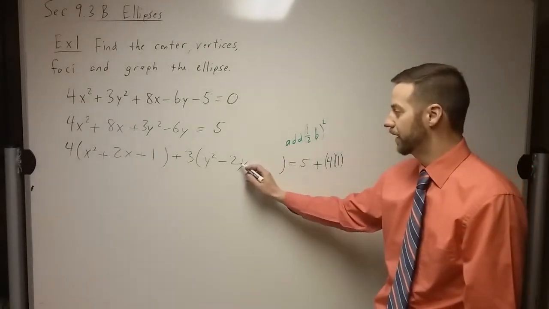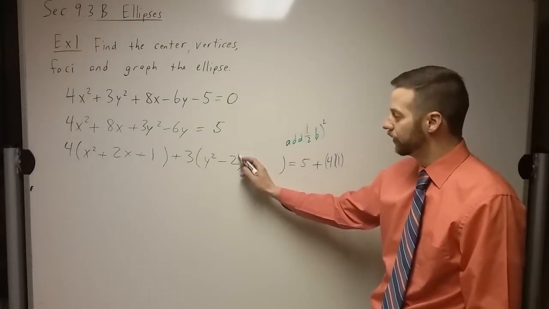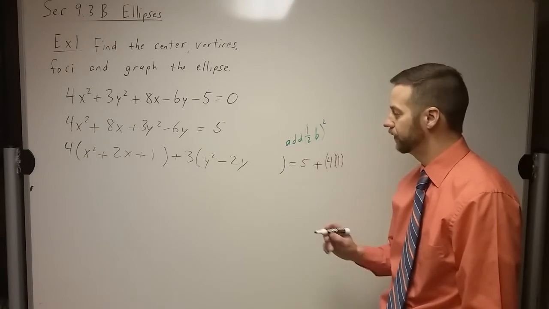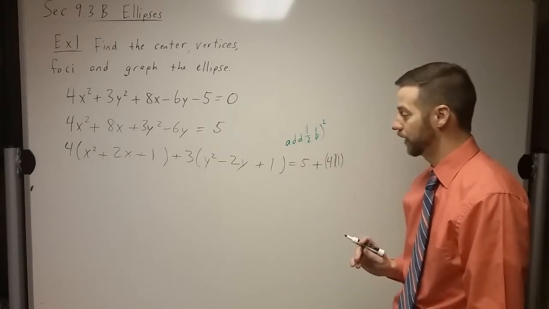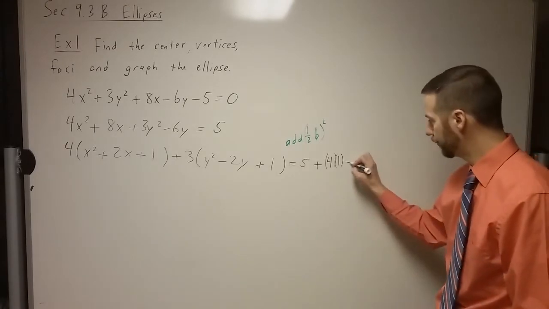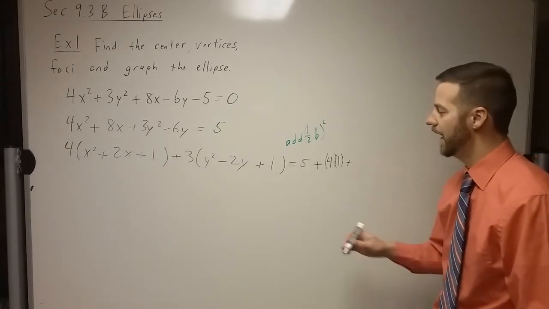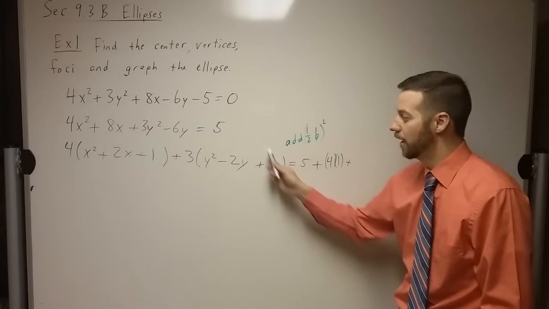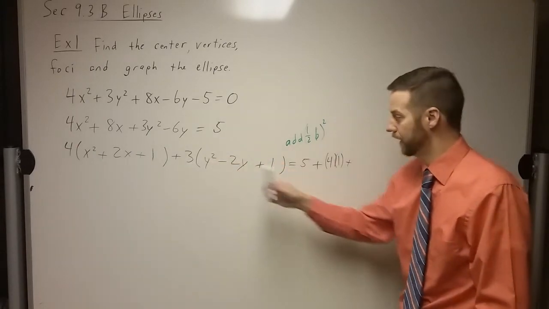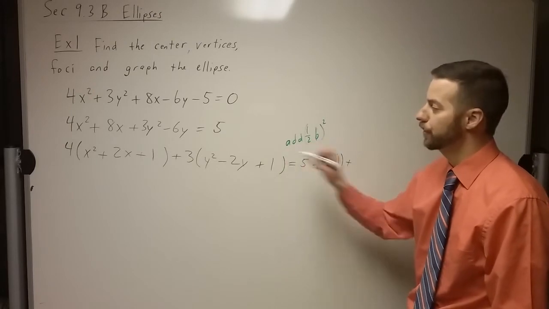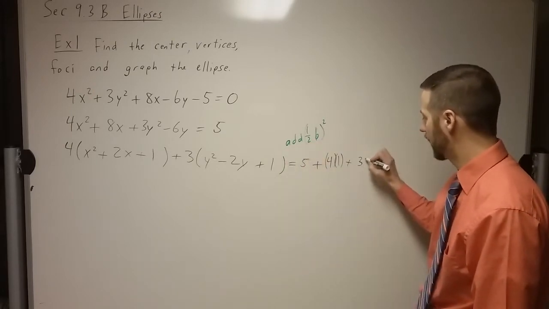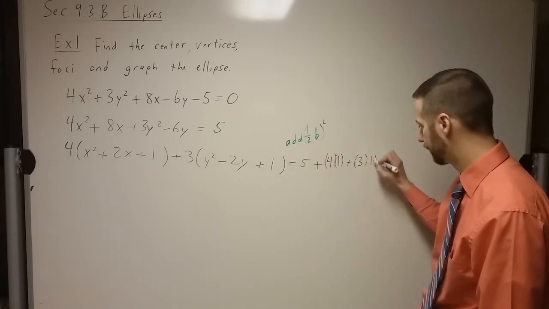And then let's do the same thing on this. Half of b, so our b term is negative 2. Half of negative 2 is negative 1. Squared is positive 1. So I need to do a plus 1 on this side as well. Now over here, let's think about what I need to add. I know it says plus 1, but there's a 3 factored out in front of that, which means even though I put a plus 1, I actually added 3 by putting that. And so what I'm actually adding is 3 times 1.